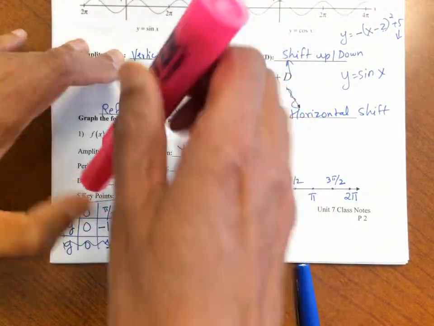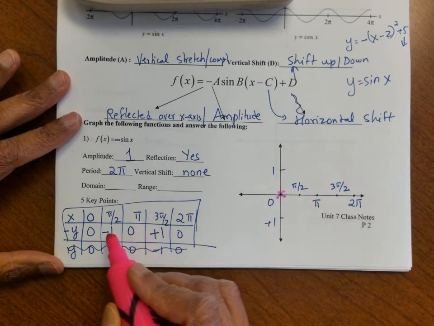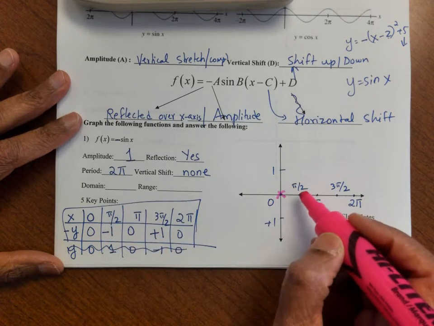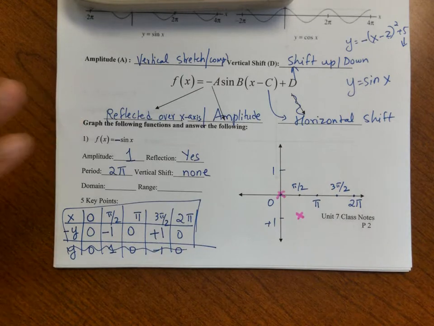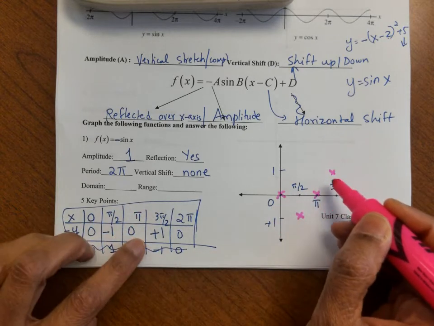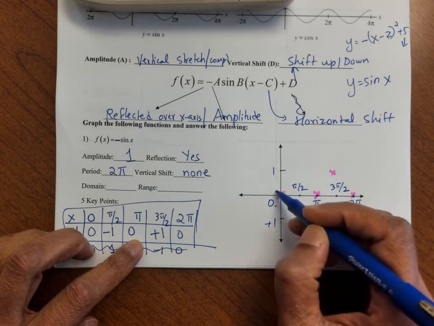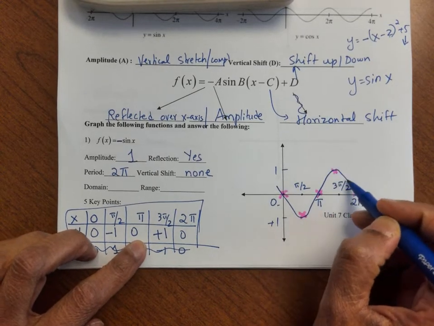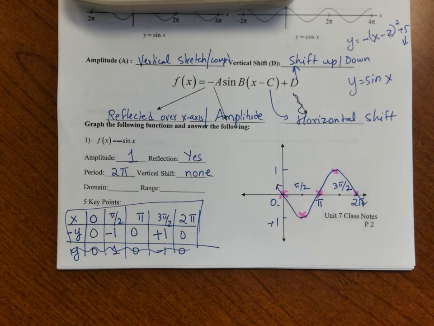So what do I notice here? 0 is 0. Pi by 2 is negative 1. Because my sine graph is reflected, it goes down first, then comes back up, then goes up, because 3 pi by 2 is positive 1, then comes back. So my graph looks like this.